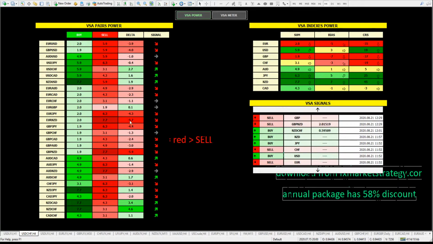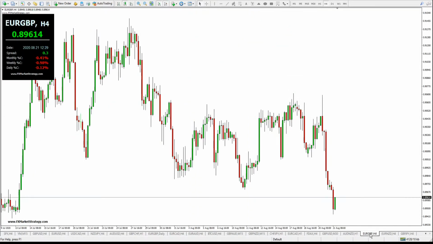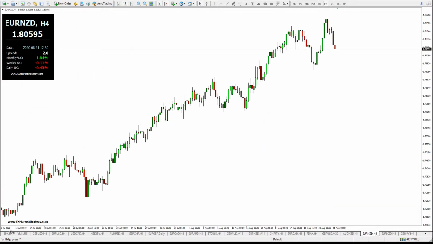Also Euro New Zealand is being crushed, guys. Look at Euro New Zealand. There's a sell. We said the Euro is gonna be crushed, guys. Euro is gonna be crushed. Gonna take this off. See, Euro New Zealand is being crushed. Okay, so we would sell this one for sure.